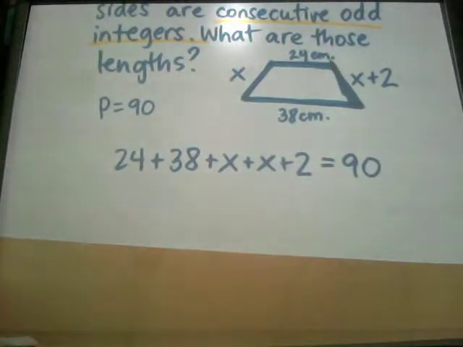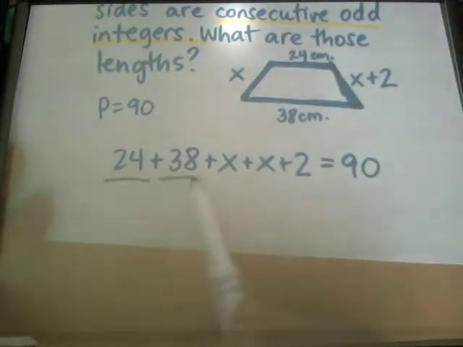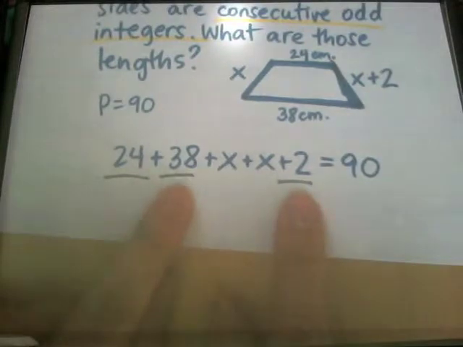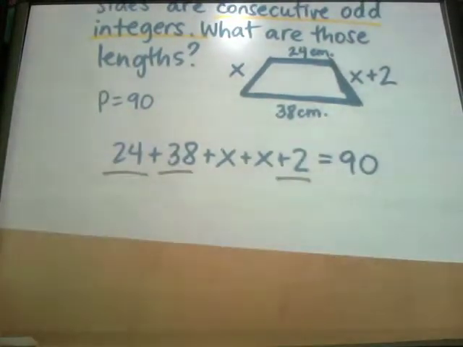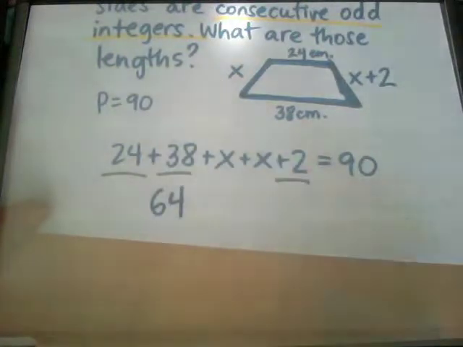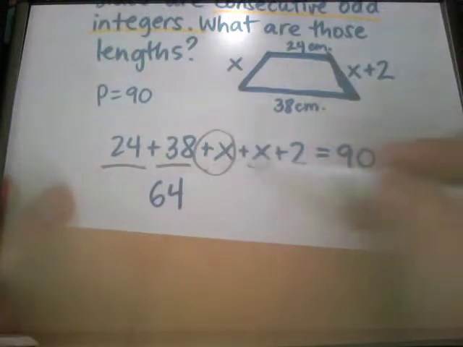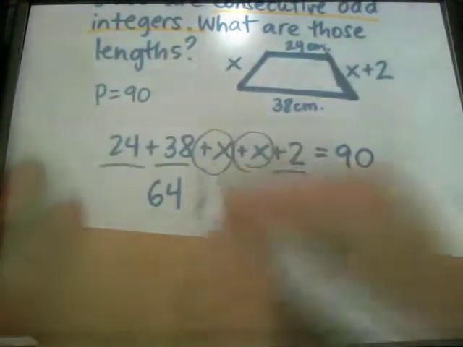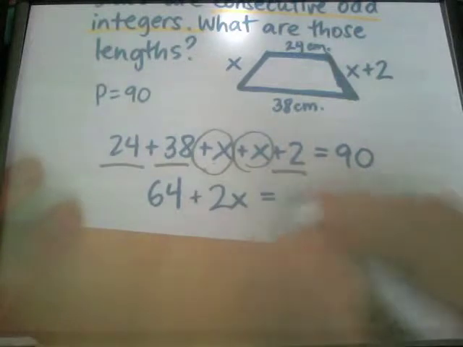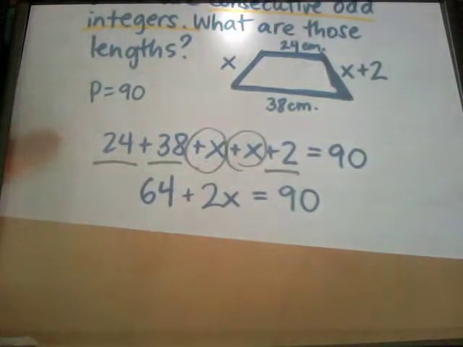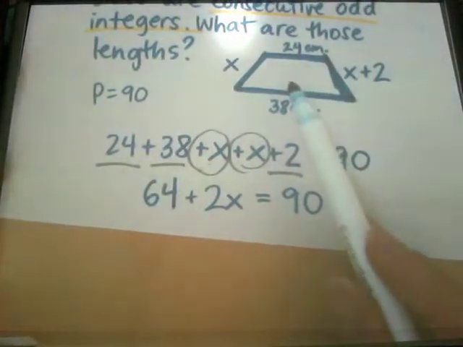Now, to solve this, 24 plus 38 plus x plus x plus 2 equals 90. Are there some like terms that I can combine? Tammy, what do you see? And? Don't forget little old 2, right? And in fact, I'm going to start with the 2 because if I want to do mental math, I could do 38 plus 2 is 40. 40 plus 24 is 64. You can also use your calculator. And then, of course, I've got plus x plus x, so I have 2x equals 90.